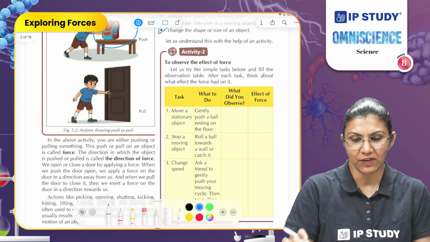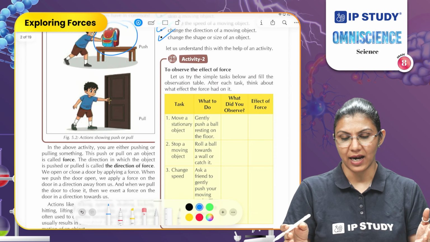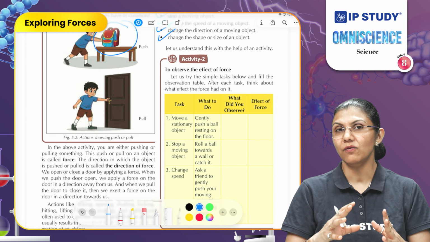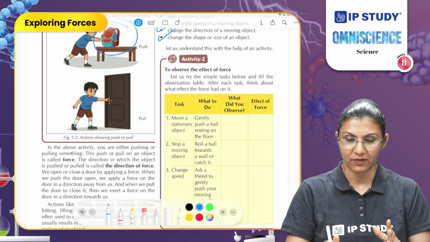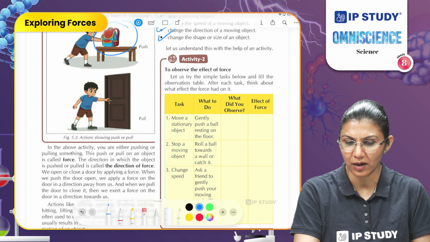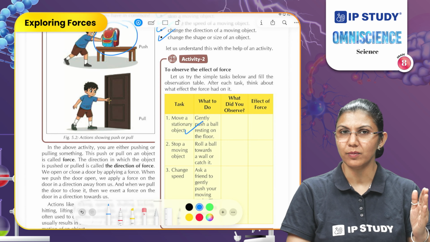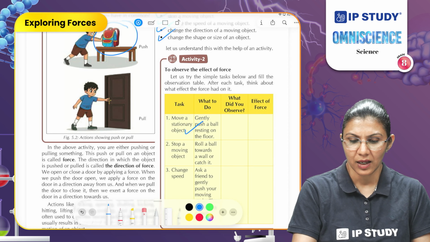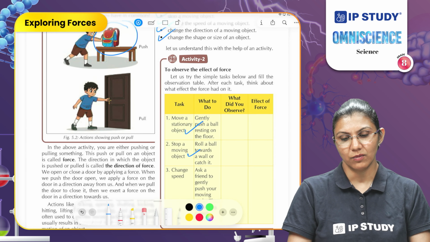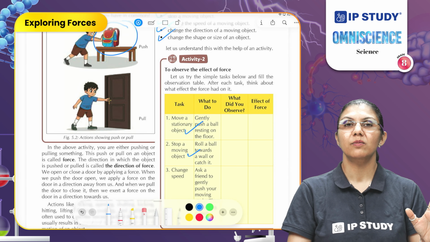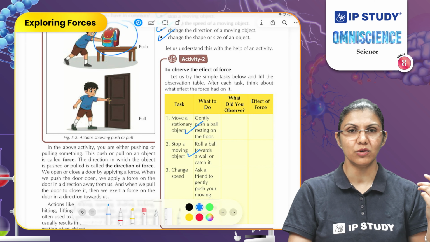To observe the effect of forces, you can conduct various activities and find out which effect of force is visible in that activity. For example, gently push a ball resting on the floor. So, the state of motion is now changing from rest to motion. Roll a ball towards a wall or catch it. When you are catching a ball, the ball is already in motion towards you and you are trying to stop the ball.